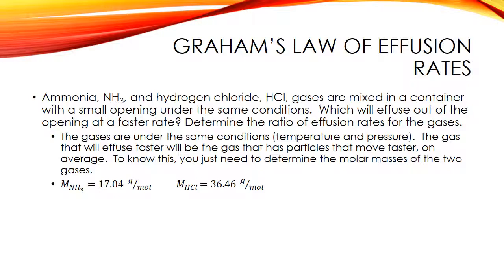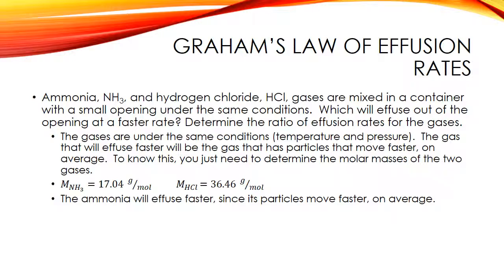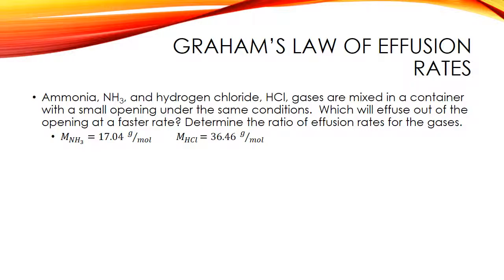So thinking about what we learned earlier, we learned that a lighter gas will travel faster on average. So the ammonia particles will be moving around faster on average than the hydrogen chloride particles are, because the ammonia is lighter. So what that tells us then is the ammonia will effuse faster, because its particles move faster on average. So we've really already answered the first question there. So the second question, we're asked to determine the ratio of effusion rates. Now I left the molar masses here, because now we're going to need to use Graham's law and that ratio of effusion rates.